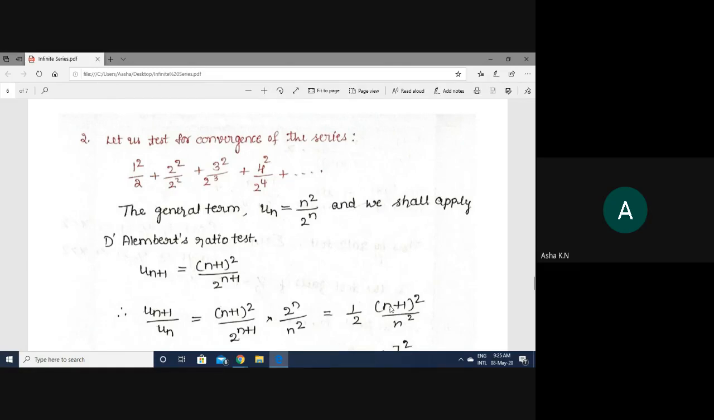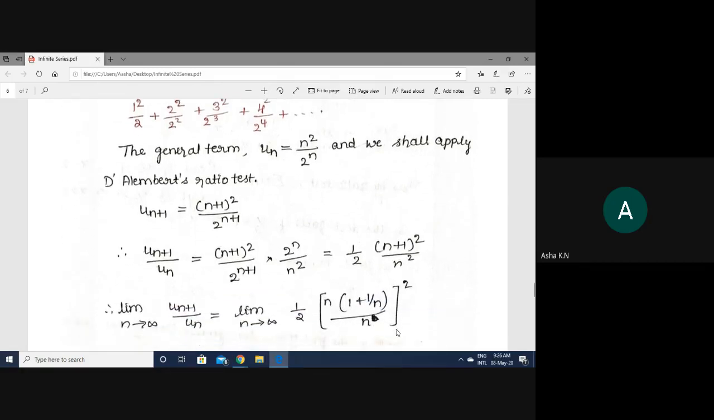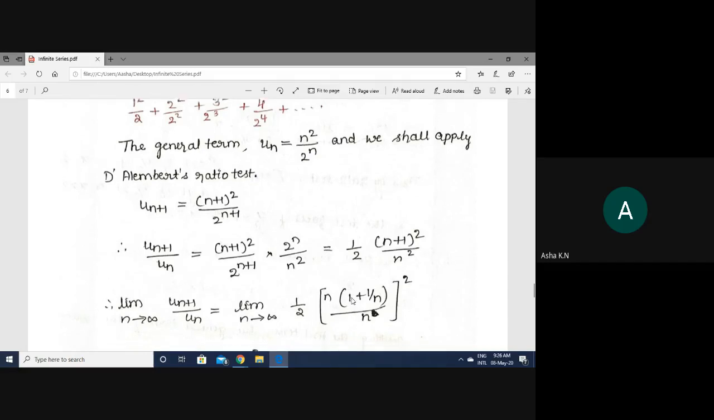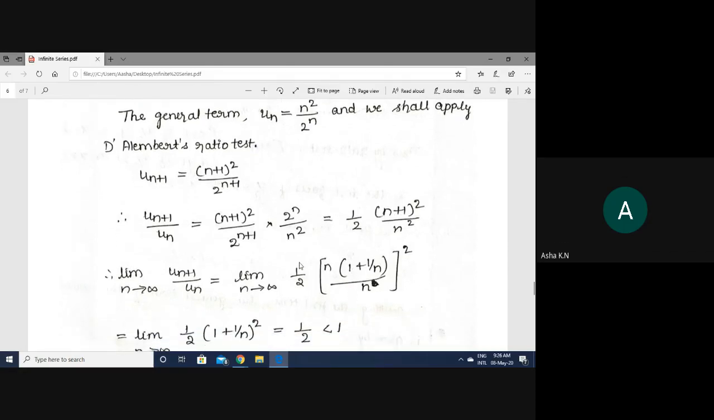If you directly apply the limit, you will get infinity by infinity form. So take n square as a common factor from numerator and denominator. n is a common factor, but the whole square is there. So n square comes out from the numerator. In the denominator also n square is there, it will get cancelled. After taking n outside, this n will get cancelled. Now you are left with 1 by 2 and then (1 plus 1 by n) whole square.